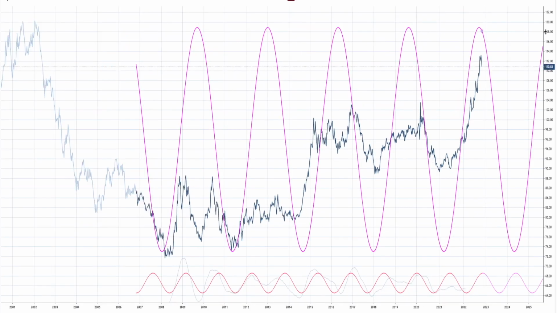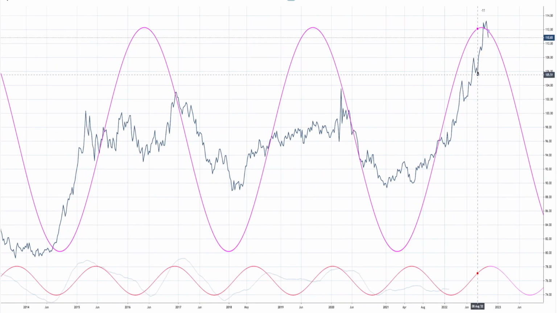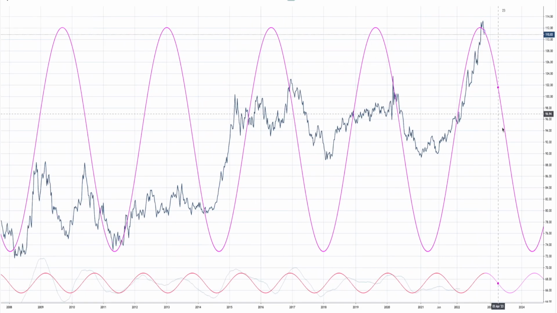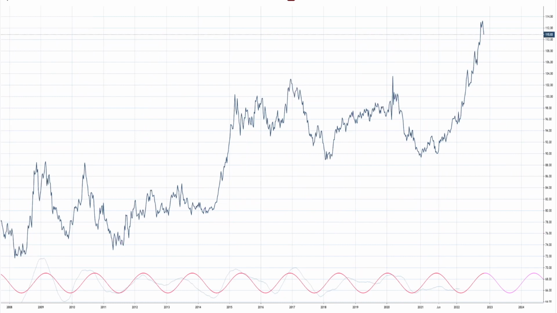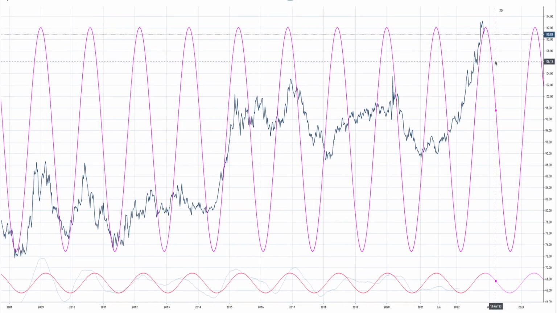One is the 173, and you can see that we already hit a peak somewhere around September, the first week, and now the cycle is pointing down. The next cycle that is important is the dominant cycle. That one hits a peak around November the 14th, and then that cycle goes down.